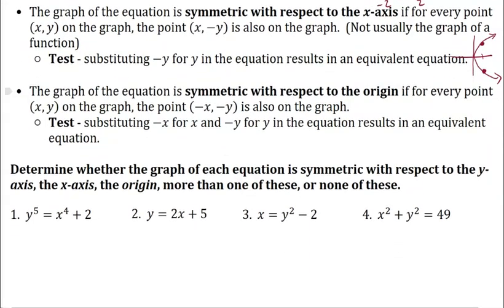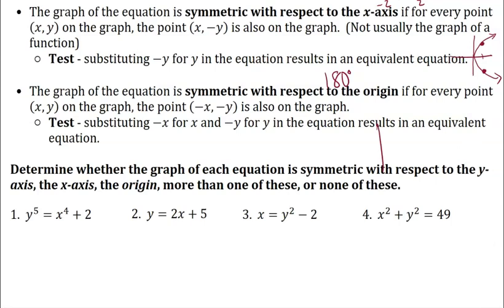And then we have symmetry with respect to the origin if for every (x, y), the ordered pair (-x, -y) is also on the graph, okay? This one, when we say symmetry with respect to the origin, this is rotational. So this is if we rotate the graph halfway around, 180 degrees, it lands on itself.